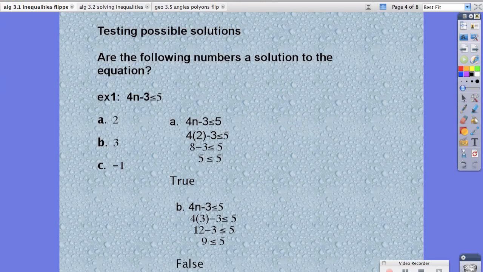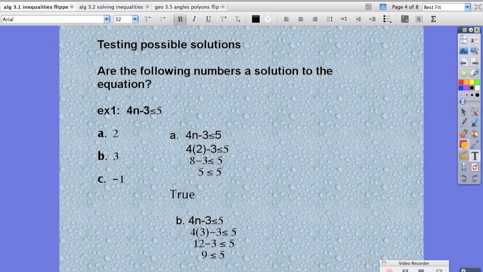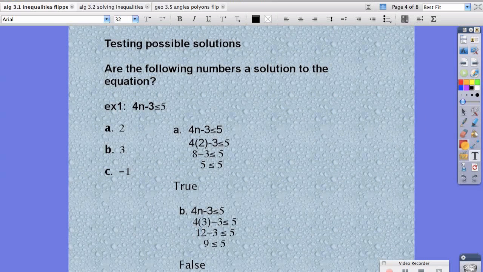Last but not least, let's try C. Now C, same thing, 4n minus 3 less than or equal to 5. 4 times negative 1 minus 3 less than 5. This gives us negative 4 minus 3 less than 5. Now we get negative 7 is less than 5, and because negative 7 is less than 5, this is a true solution or true statement.